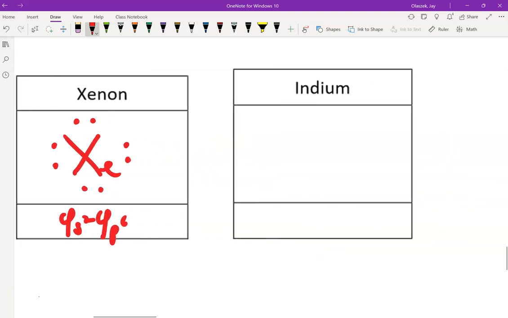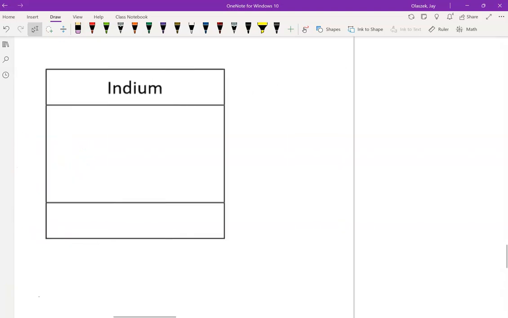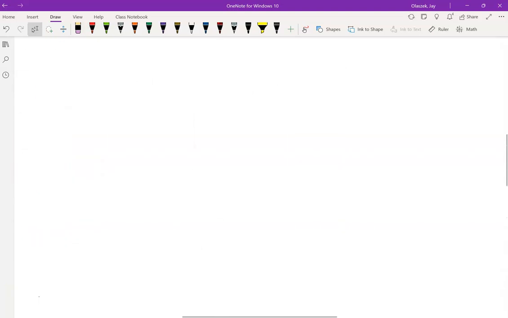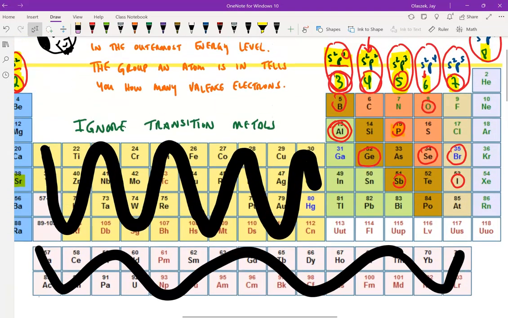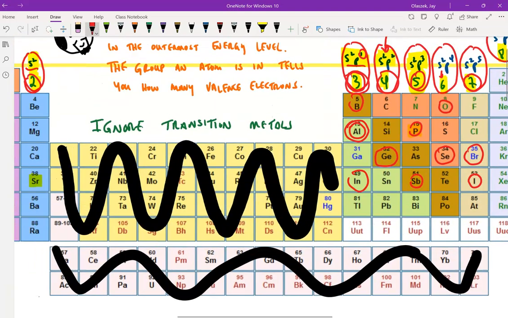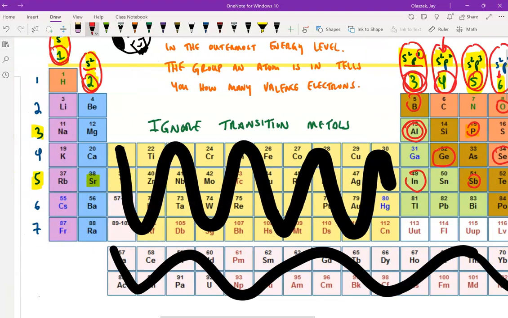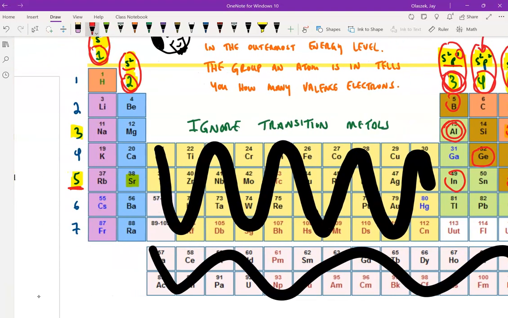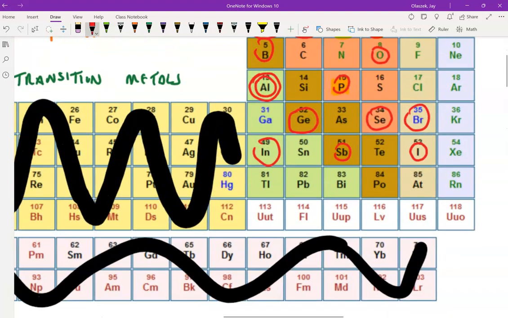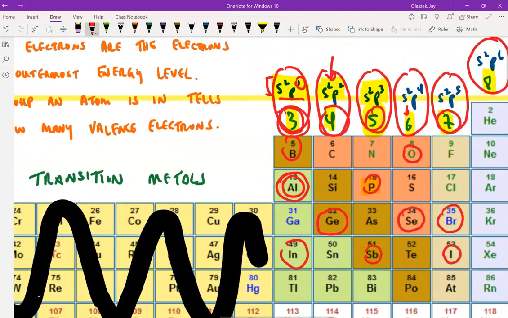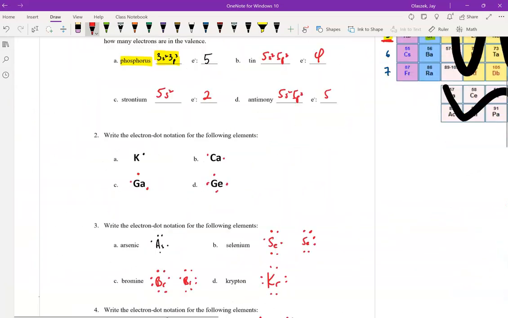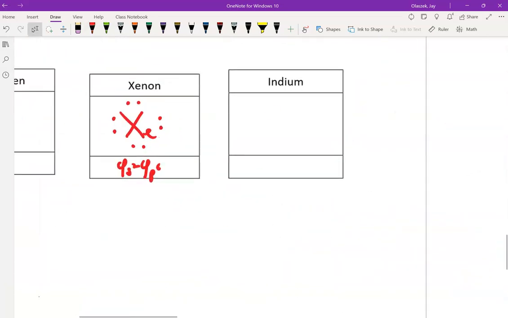And the last one, indium. I believe indium is in the same column as aluminum, but I can't remember. So here it is, indium. It's in the same column as aluminum, boron, gallium. It is in row 5. That means it's got an electron configuration that's going to end 5s2, 5p1. And that means it looks like this, indium. It has an electron configuration 5s2, 5p1. It means it's got 1, 2, 3 electrons in the valence.